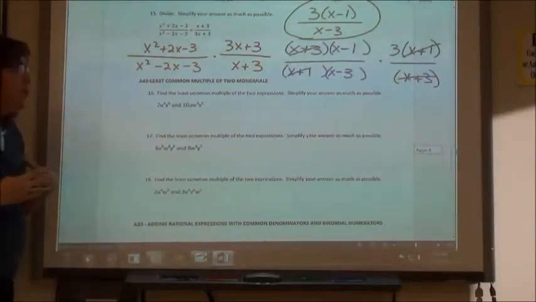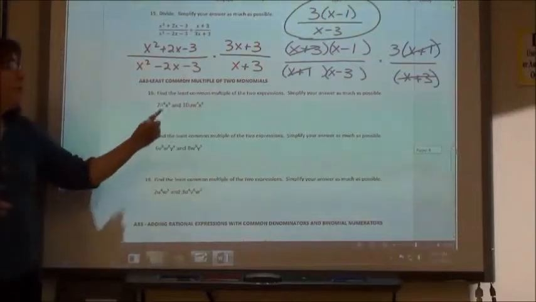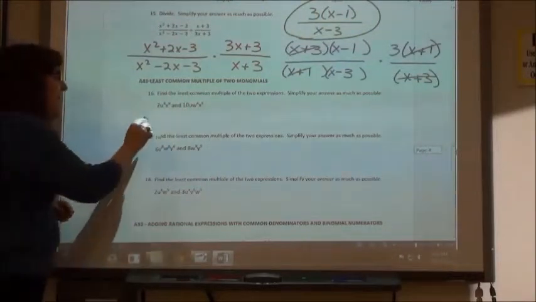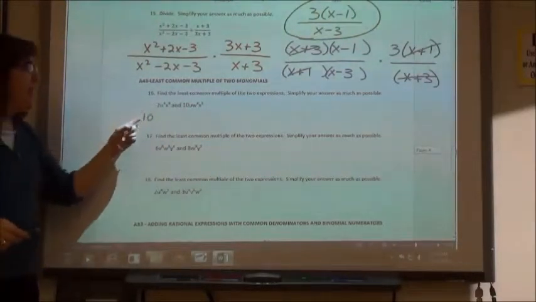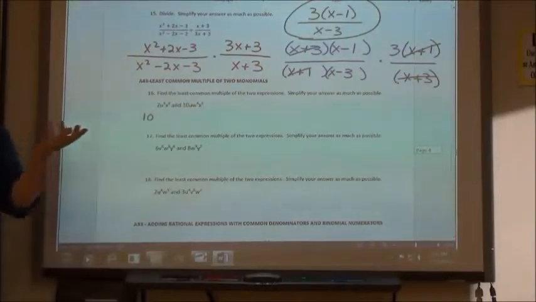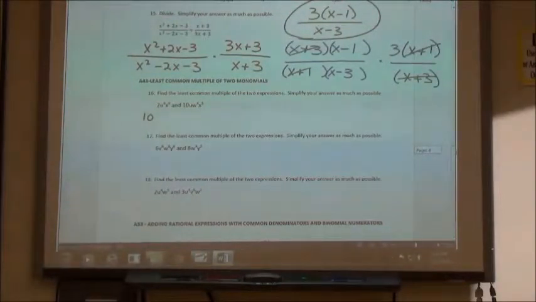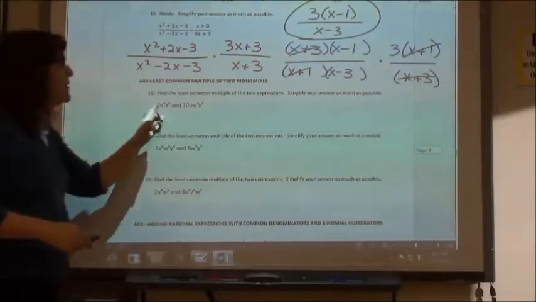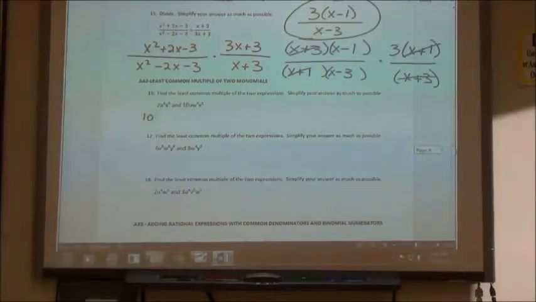What I like to do with my numbers with the least common multiple is start with the bigger one, which is 10. Does 2 divide into 10? Yes, it does, so that is my least common multiple. If it didn't, I'd do the next multiple of 10. So we know 10 is the least common multiple of 2 and 10.